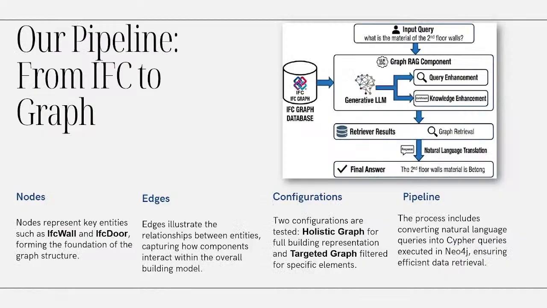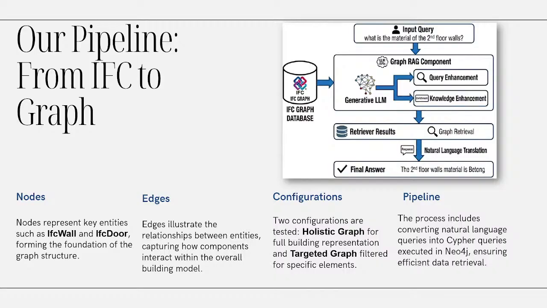Okay, so this is the pipeline for our proof of concept system, which changes the IFC to graph. In order to change IFC into a graph, we treat the entities such as the IfcWall, the IfcDoor, etc., as the nodes, and the relationships between them are the edges. We experimented with two configurations: the holistic graph, where we have the whole building as an IFC graph, and a targeted graph, where we have just one element, specifically the IfcWall.